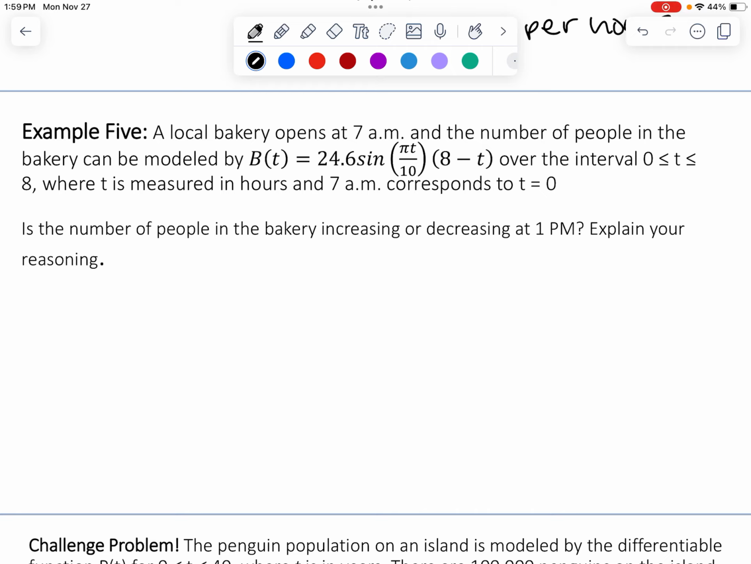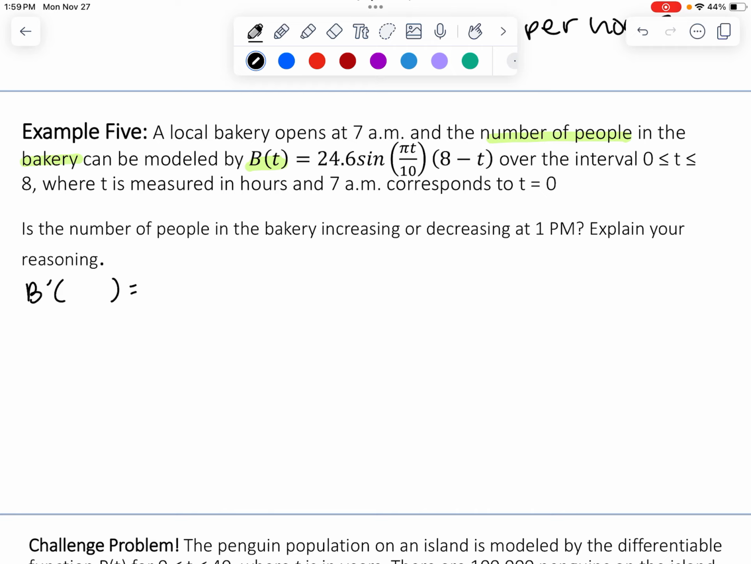Okay, so this function right here, let's go back and what is this function talking about? So this is the number of people that are in the bakery. So it says b of t and the number of people in the bakery. And so this isn't a rate or anything like this. The original function is the number of people in the bakery. And so if we want to know how the number of people is increasing or decreasing at a specific time, we need to find the derivative. And so we're going to have to find the derivative here. But the question is, where are we finding the derivative?